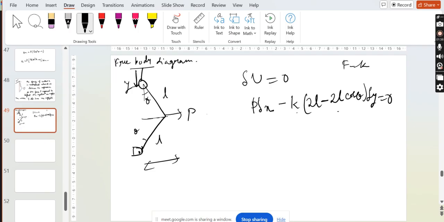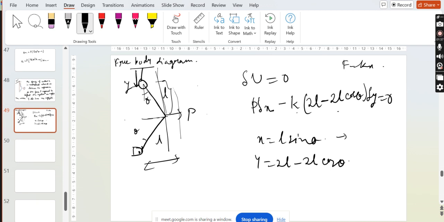For the spring, F is equal to kx. So x is basically this is L cos theta and this is L cos theta. So this is 2L when theta is 0, and when theta is not equal to 0, this is 2L cos theta. So this is the difference between when it is stretched and when it is not stretched. So we know x is equal to L sin theta, y is equal to 2L minus 2L cos theta. So delta x is equal to L cos theta d theta.